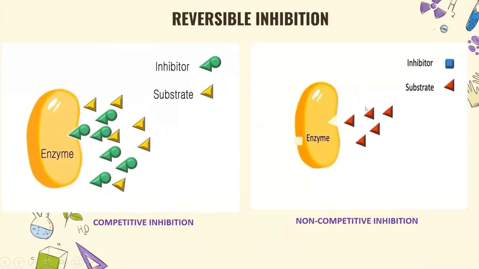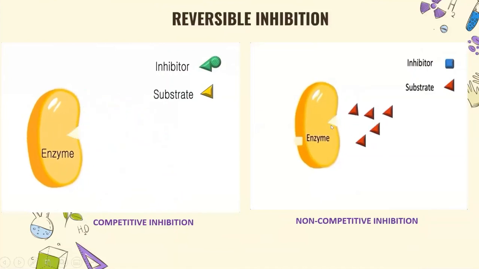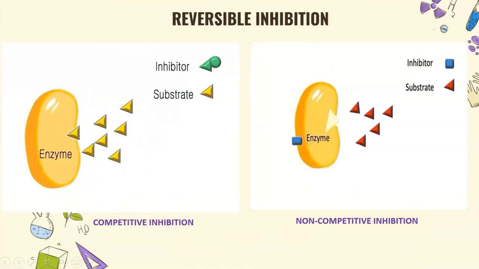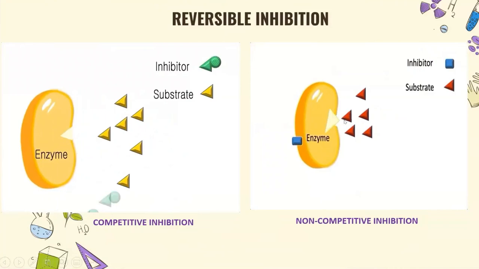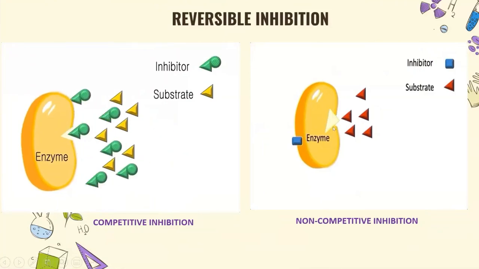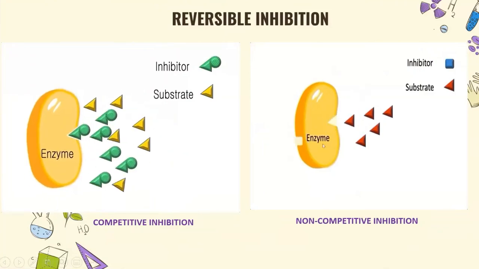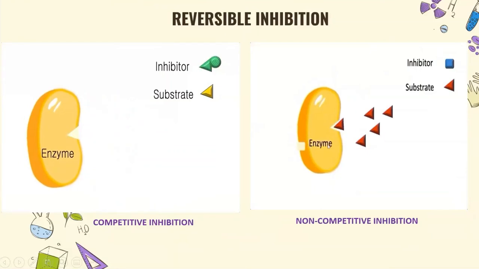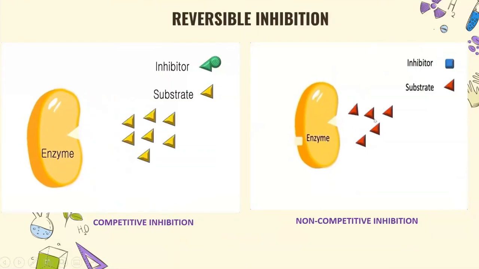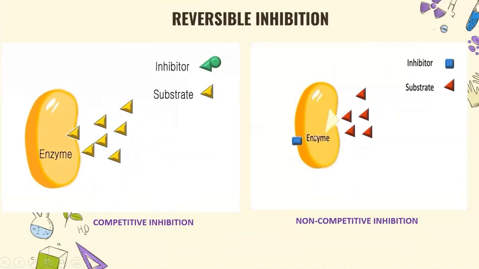In non-competitive inhibition, when you see here, there is a high concentration of substrate. So the substrate can bind at the active site. If the inhibitor binds at the allosteric site, it will prevent the substrate binding. So once the inhibitor releases, the enzyme reverts back to the original shape. Thus, the substrate can bind at the active site.